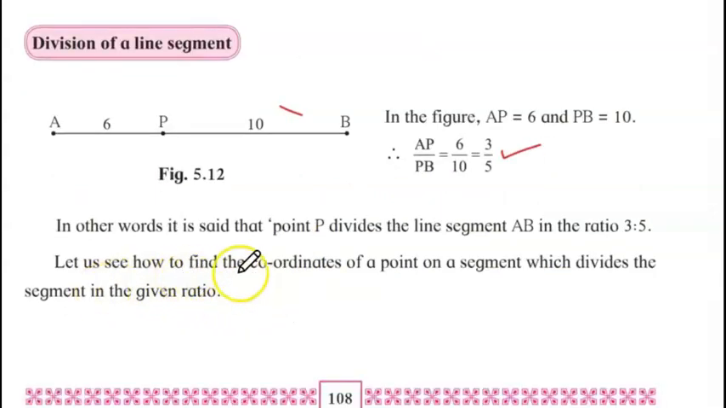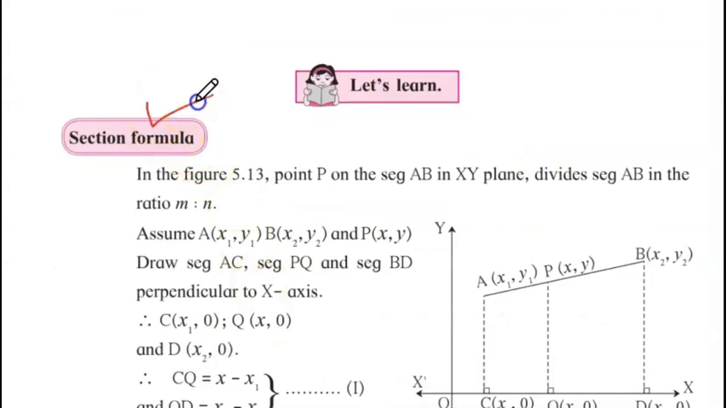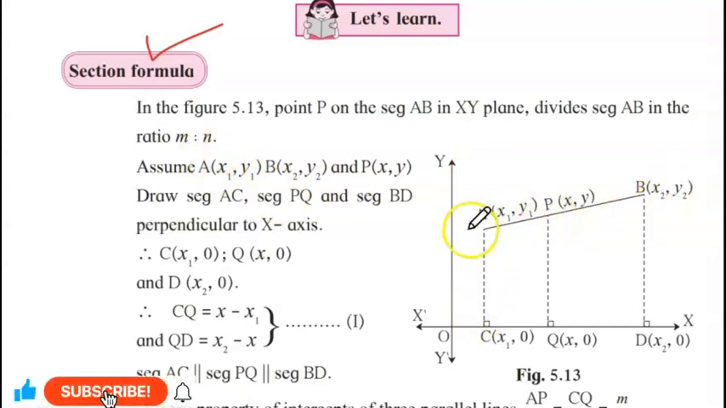Let us see how to find the coordinates of a point on a segment which divides the segment in the given ratio. Now let us start with one of the important formulas, the section formula. In figure 5.30, point P on the segment AB in the xy plane divides segment AB in the ratio m/n. या फिगर मध्ये xy प्लेन मध्ये AB ही सेगमेंट आहे. Point P divides AB in the ratio m/n.